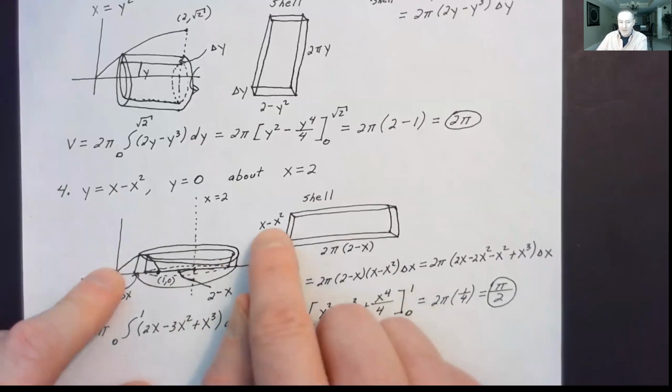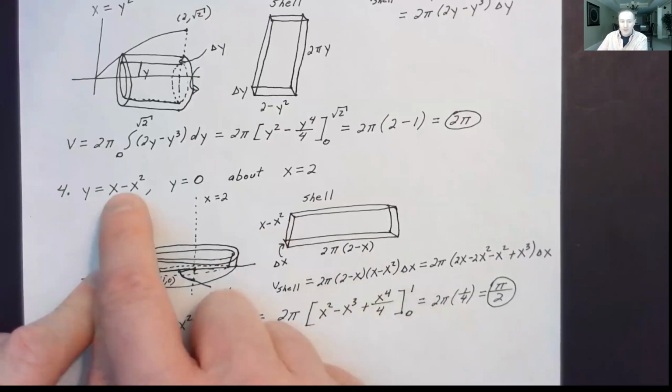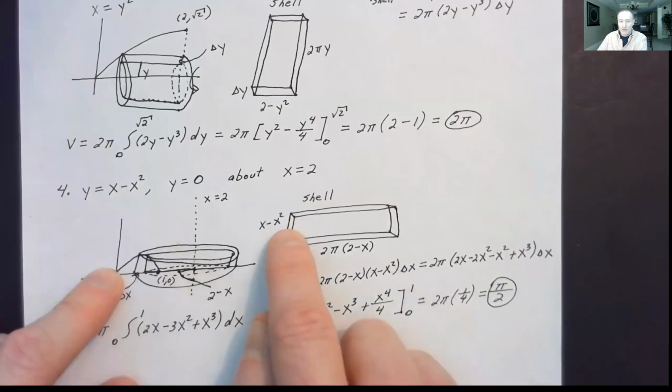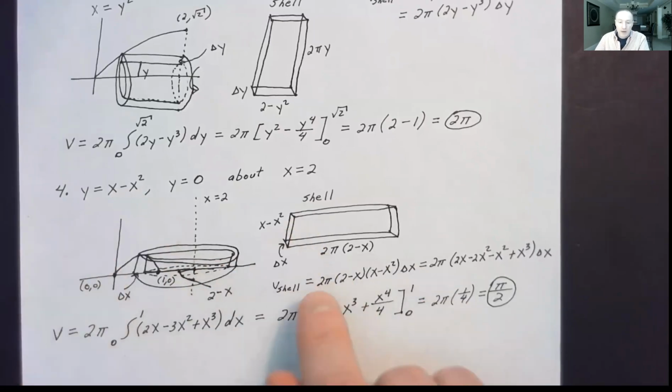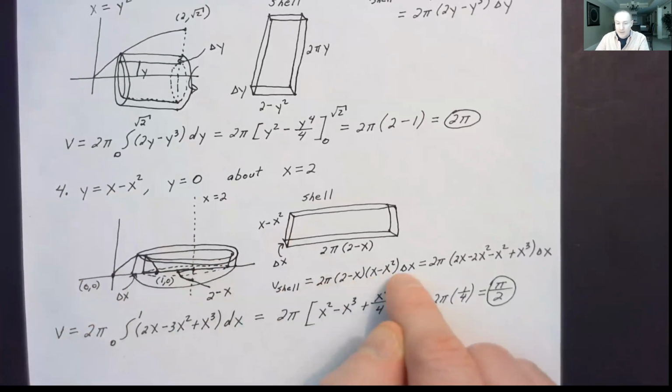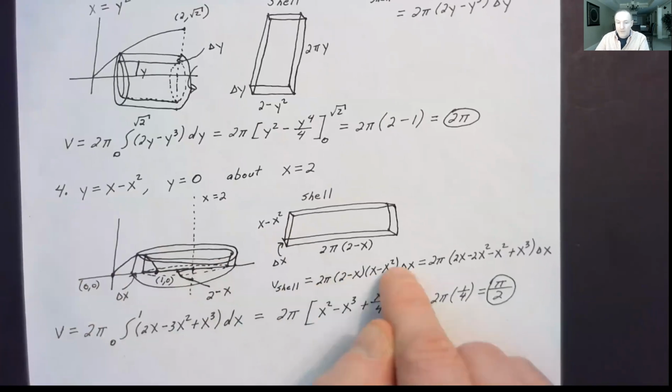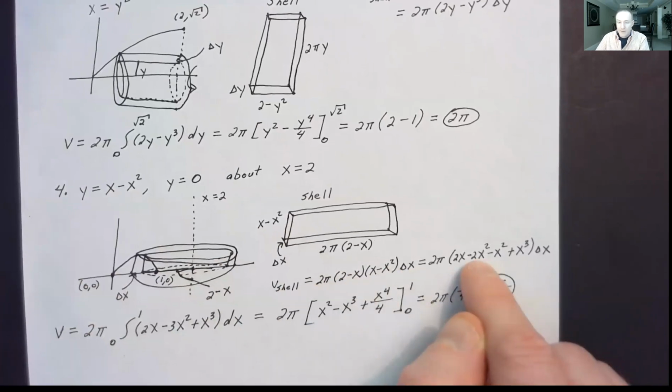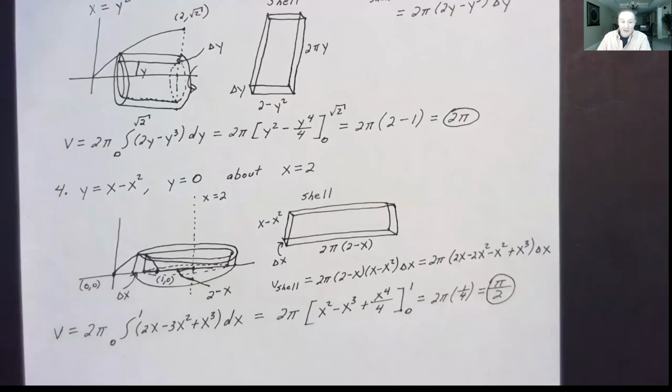And of course, the height here is just your function's formula, x minus x squared. So now the volume of the shell, I can say, is my 2 pi times (2 minus x) times (x minus x squared) times the thickness, delta x. You FOIL out that group and get to this. So now I can say, again, that's nice because it's just a polynomial.